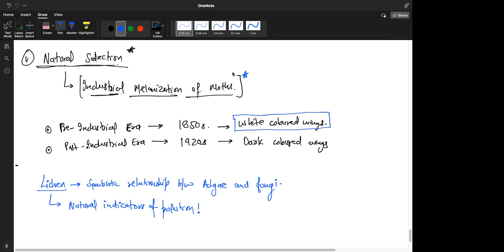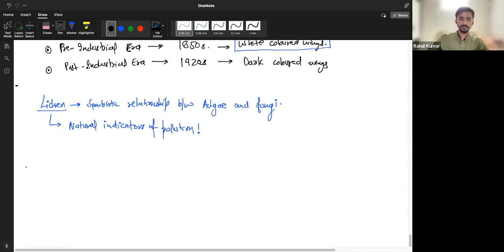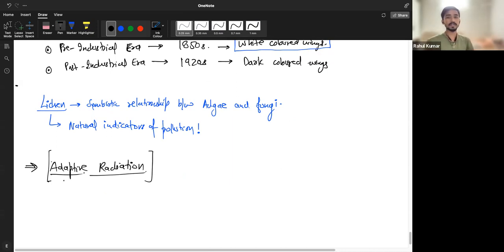Okay, very good. Now, another example of natural selection comes directly from Darwin, and we study it as adaptive radiation in evolution. Adaptive radiation is another beautiful example of evolution happening. But for this, someone had to be as meticulous and keen an observer as Darwin to figure out, oh, this is actually not the act of special creation, but something that's happening right in front of our eyes.